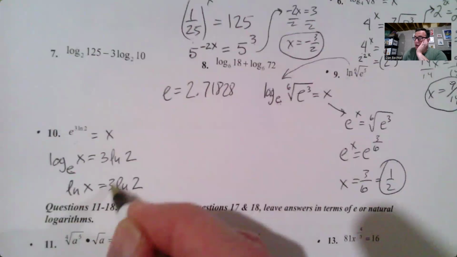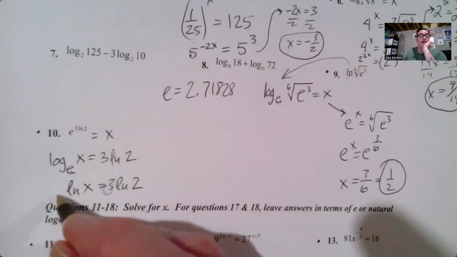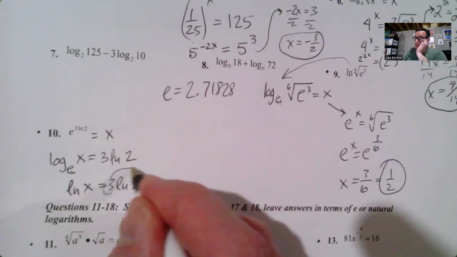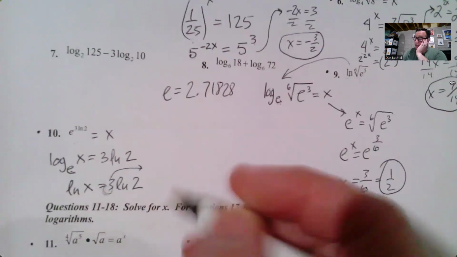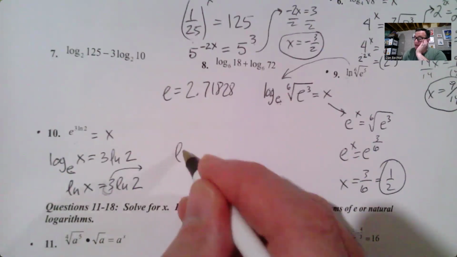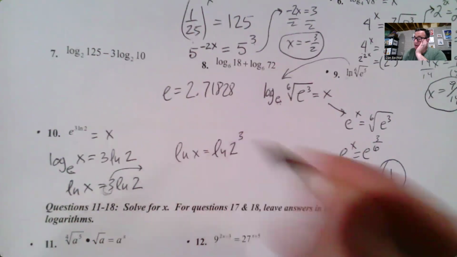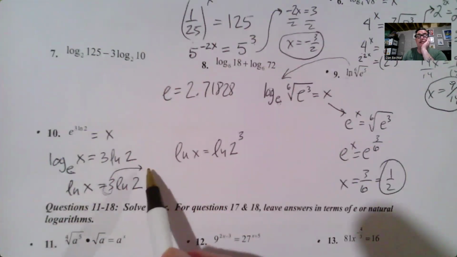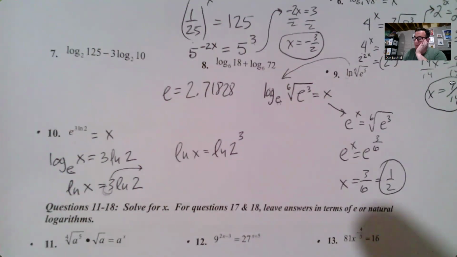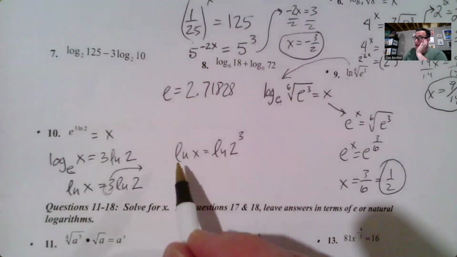But anytime that I've got a coefficient in front of a log, I'm trying to get it so that they're exactly the same, I can bring that up as an exponent. So this could be written as ln of x is equal to ln of 2 raised to the third power by taking that coefficient, bringing it up to the top. That's just one of our laws of exponents, or laws of logarithms. They have the same log.